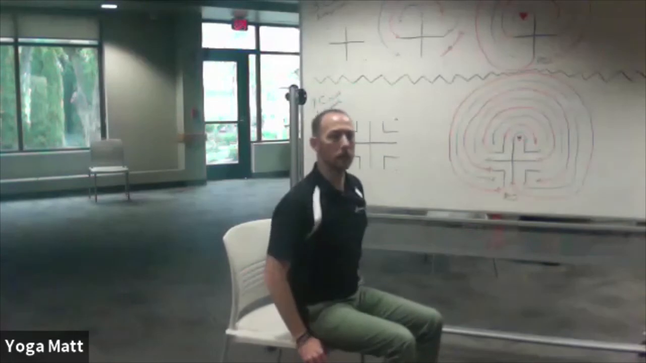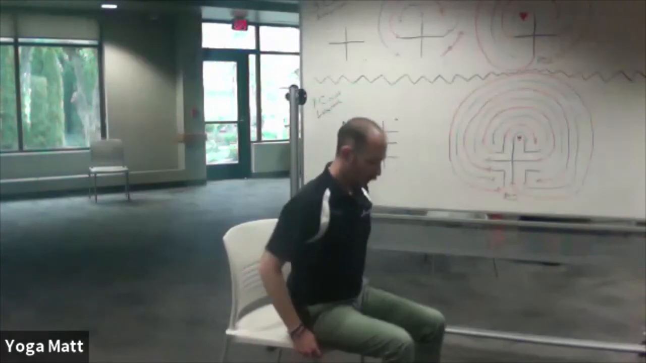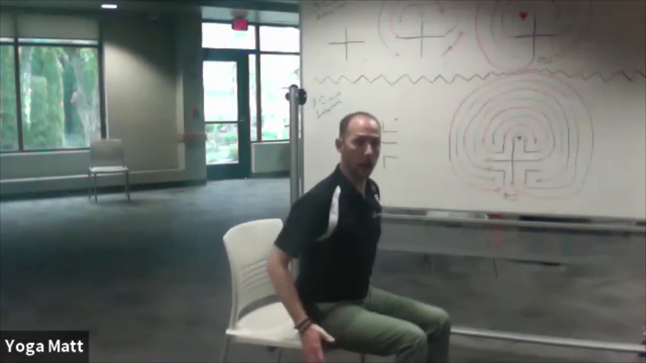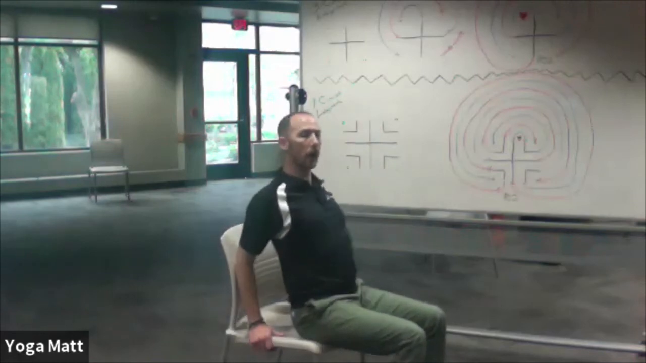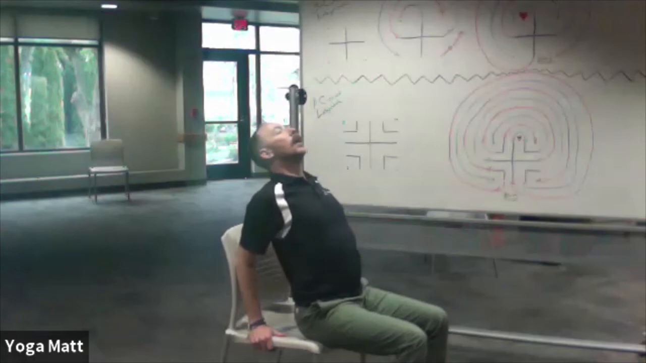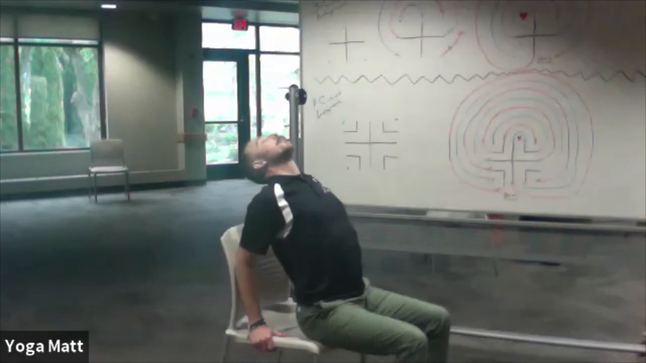Coming back to being seated on the chair, sitting again on the edge of the chair, bring the hands to the seat, rest the elbows into the seat back, and gently extend the chest forward and up. Let the head rest back. Breathe, opening the shoulders. Allow the breath to expand and release.